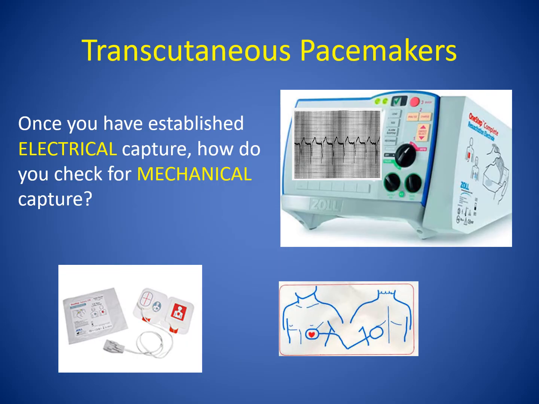Once electrical capture is reached, check for mechanical capture, and we do that by checking a pulse. Always confirm, not only on the monitor, but also that the patient's pulse matches the same rate that you're supposed to be pacing at. I've heard some people say that if you don't have mechanical capture, keep increasing the milliamps, which is not always true. If you have 100% electrical capture and no mechanical capture, you actually have a patient in PEA, and you need to treat the patient for that.